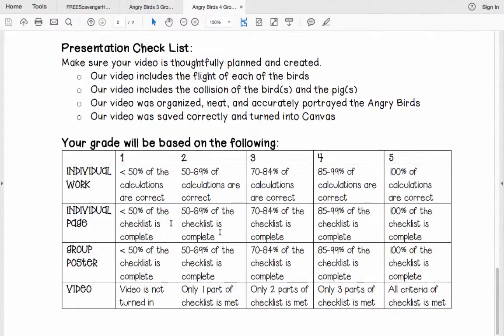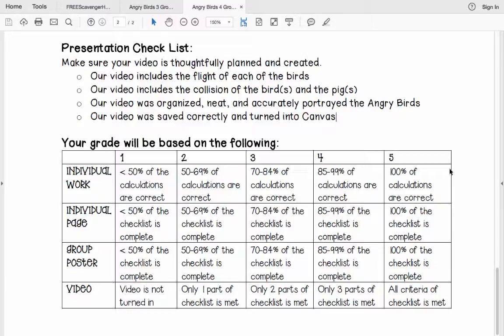And then below that, this is just a rubric that kind of outlines how this will be graded. So there's 5 points for each category, and there's 4 different categories. So this is a total of 20 points. I'm grading you on individual work, so just that your calculations are correct. Your individual page, so how much of that checklist that I gave you is completed. I'm grading you on the group poster and the video.